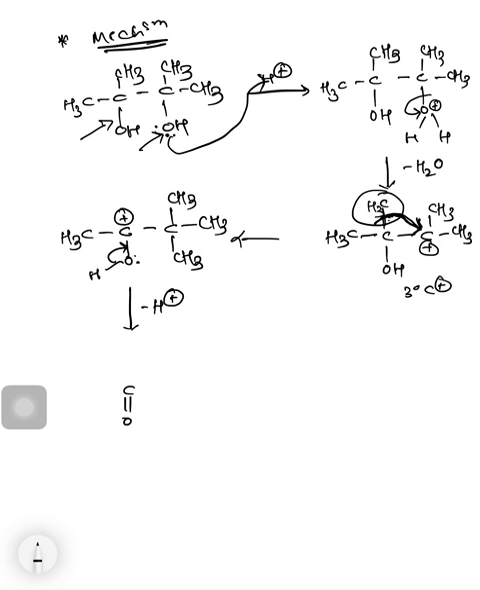So the bond pair of OH is transferred toward the CO bond. So there will be formation of C double bond O, CH3, CH3, CH3. This is the formation of pinacolone. So let us discuss some other example where two OH groups are not equivalent.